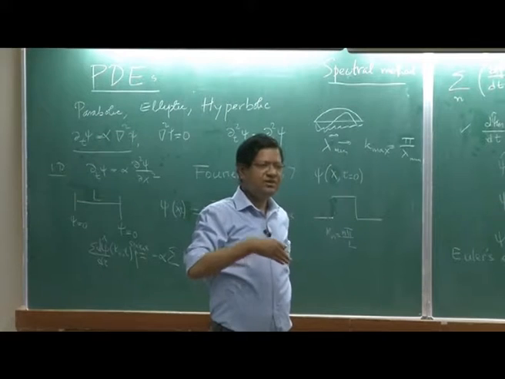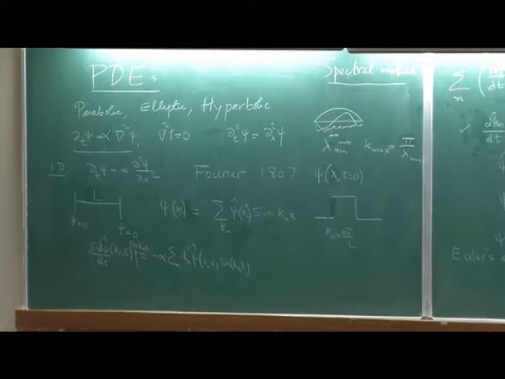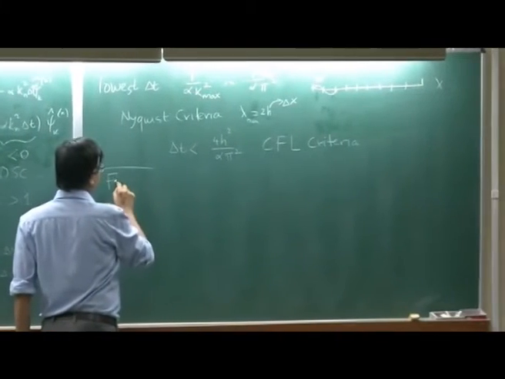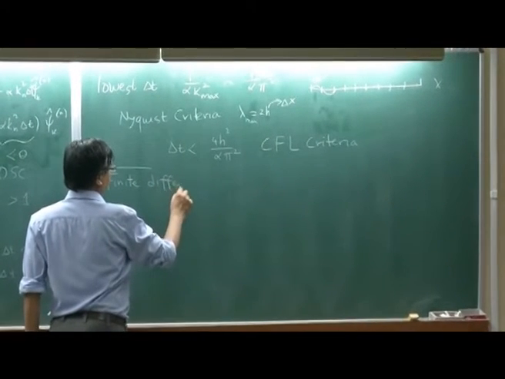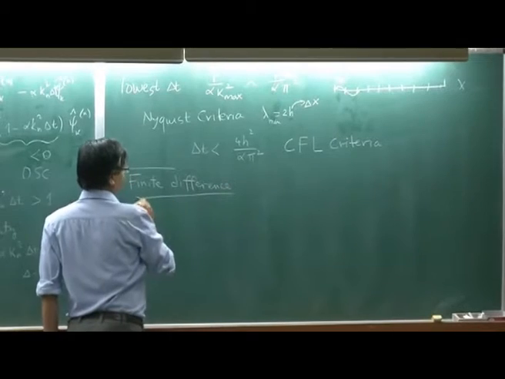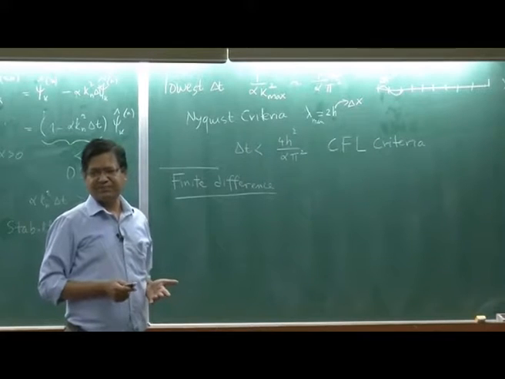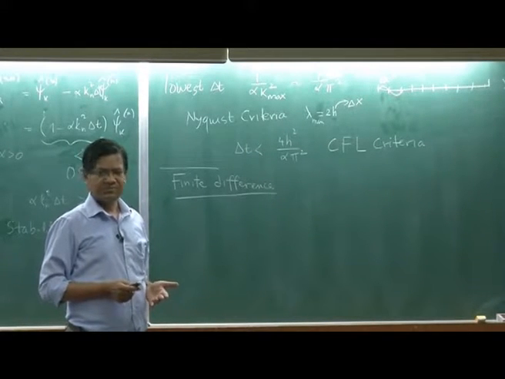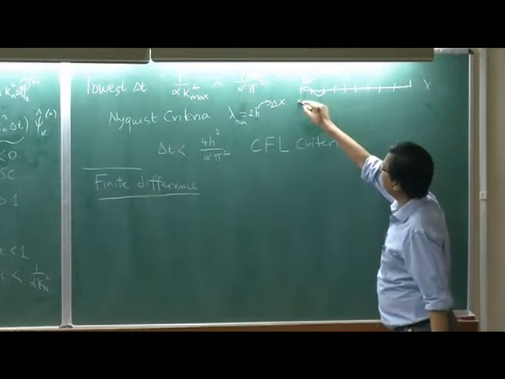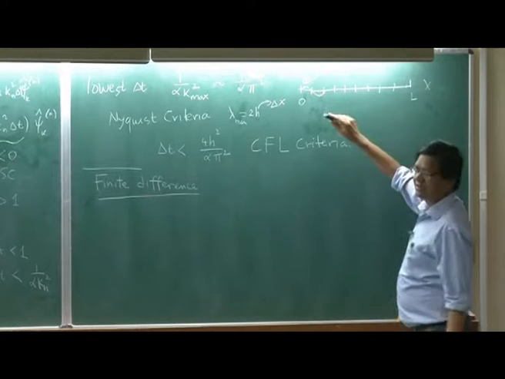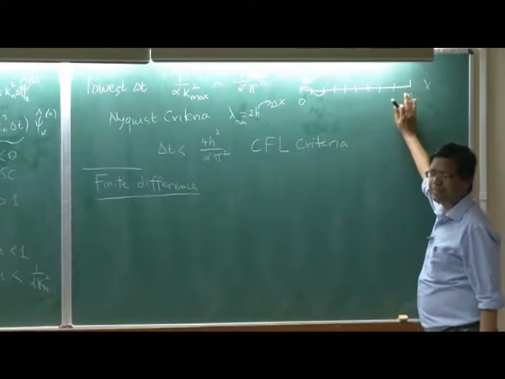Now let's try to do this in real space. So the new method I am going to describe now is called finite difference. So we will discretize in both real space and time. In fact I have done the work here. So this is my 0, this is my L, right? Same equation, let's just focus on the same equation, and I have discretized it.